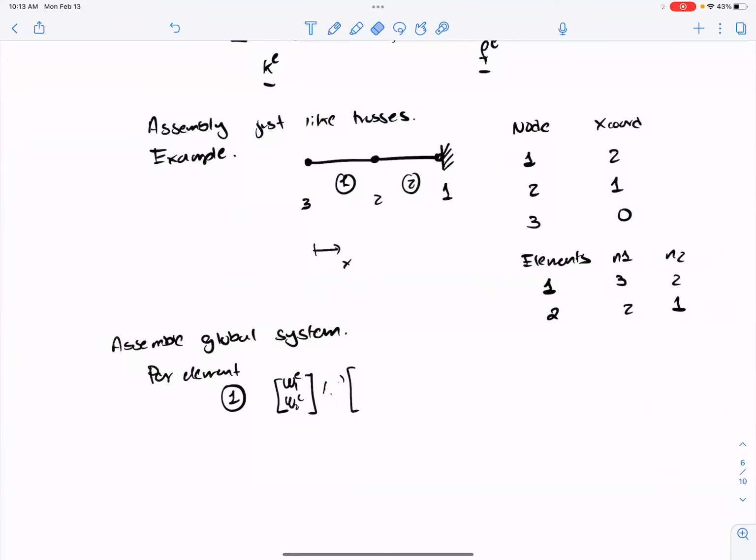Maybe I'll do it with that. This is AE over length of the, so this is all of the first element. So the area of the first element, the Young's modulus of the first element, the length of the first element, times 1 minus 1 minus 1, 1. Again, this is because in reality, this is the integral, but I just know that for the linear elements, the integral ends up being just this.